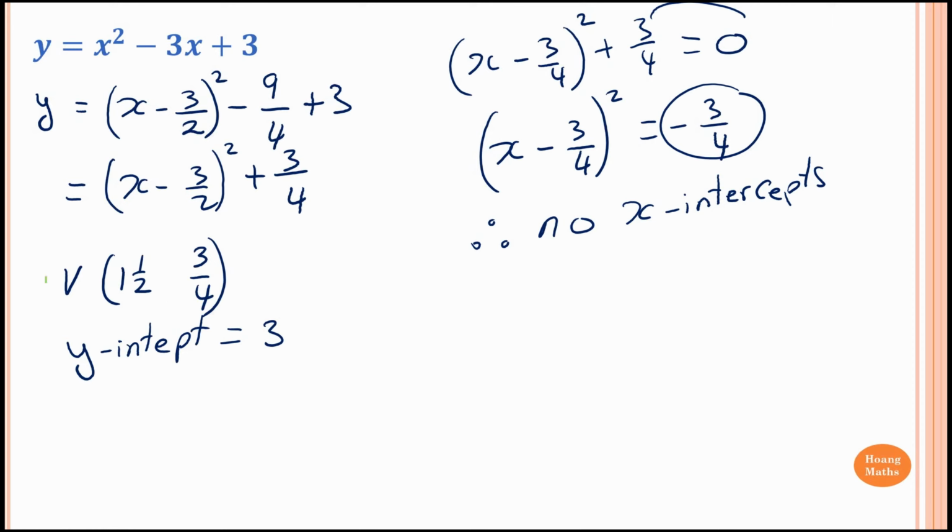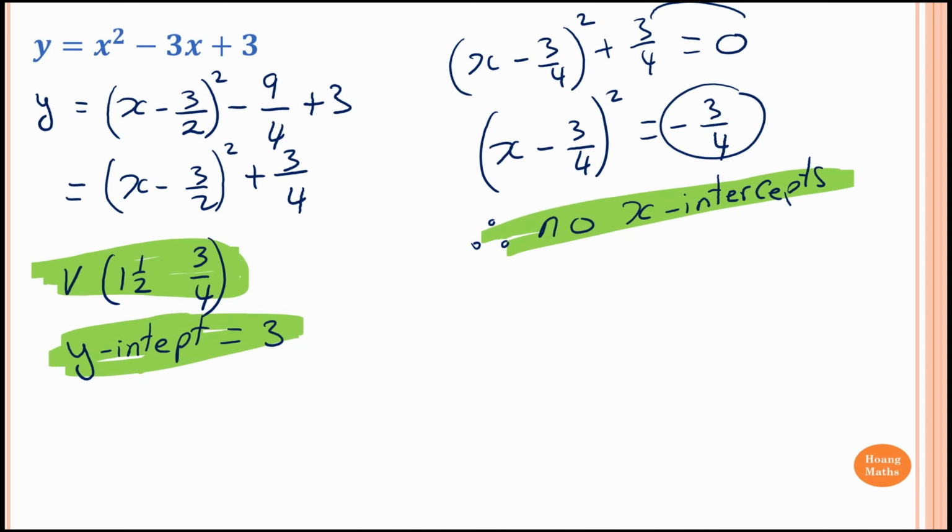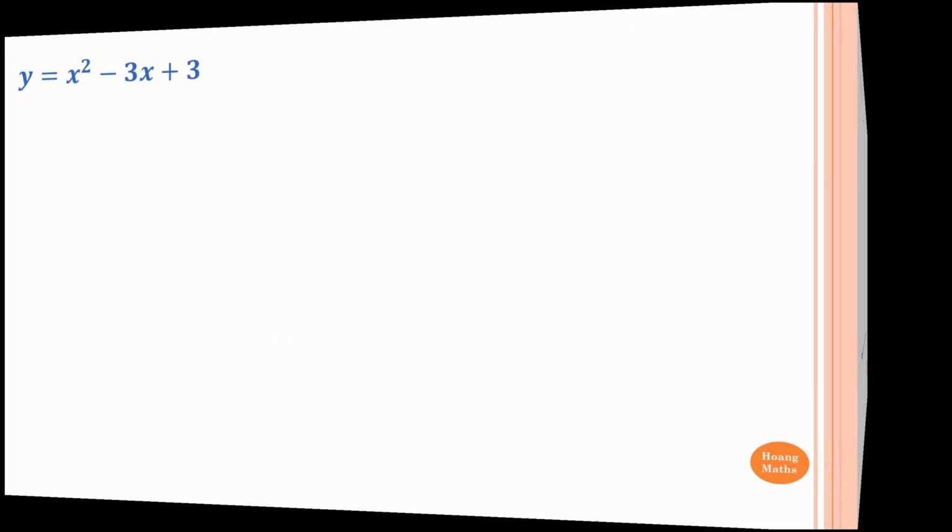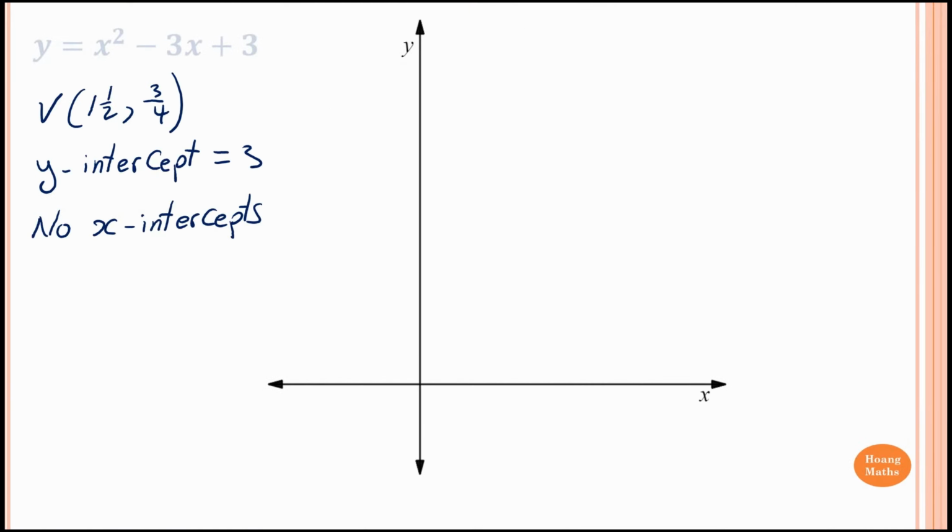So now we have the turning point, the y-intercept, and there are no x-intercepts. So now we can graph the function. So we have the vertex at 1.5, 3/4. So 1.5 and 3/4 is somewhere here roughly, and the y-intercept is 3. I'm not going to put the y-intercept yet. So I graph and then I label it.